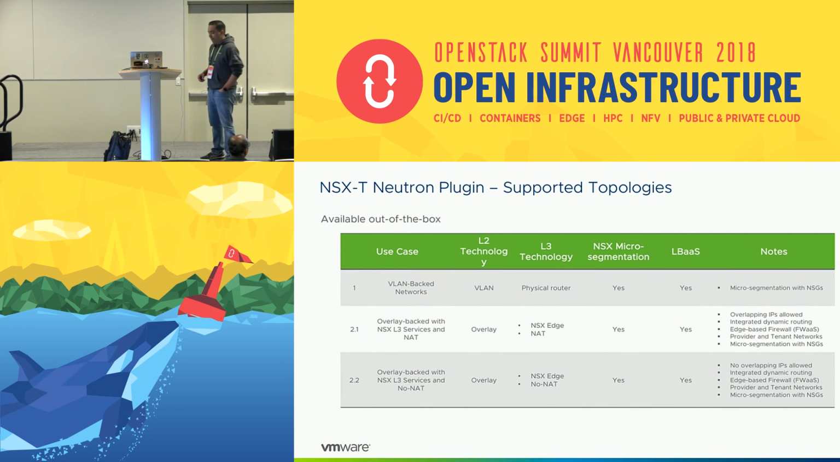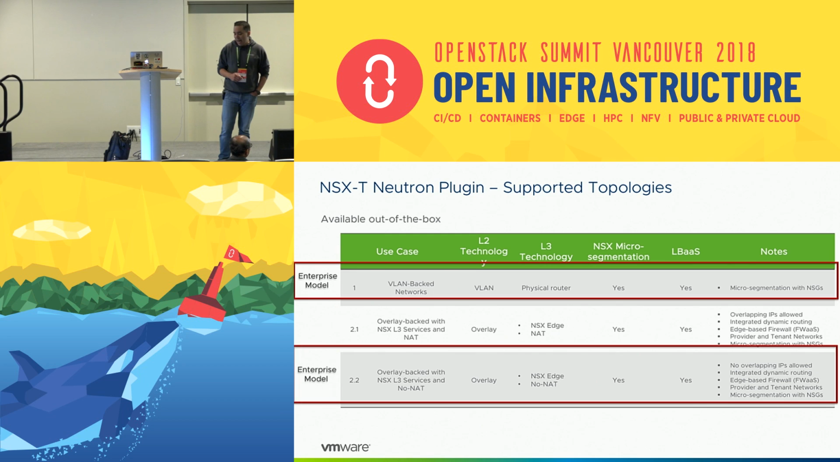In terms of topologies, here's a summary of the various topologies that we see out there. I'm gonna specifically highlight the no-NAT topologies. When we talk about OpenStack in the enterprise use case, and I would also include the NFV use case in this conversation, we typically see that the enterprise wants no-NAT topologies. I want networks that have routable IPs, where my applications, my Nova instances actually get a routable IP.